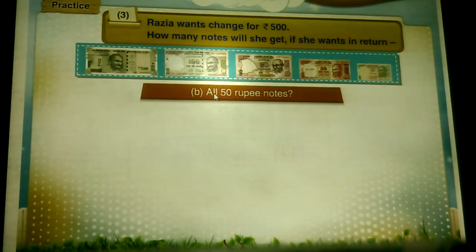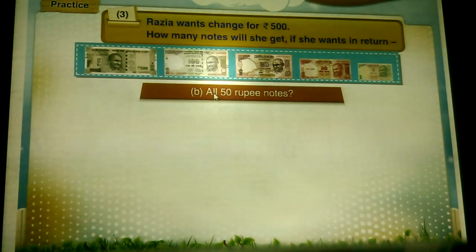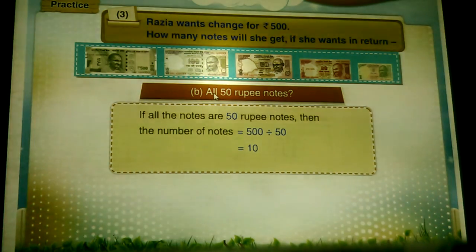B. All 50 rupee notes. If all the notes are 50 rupee notes, then she will get 500 divided by 50, that is equal to 10 notes.